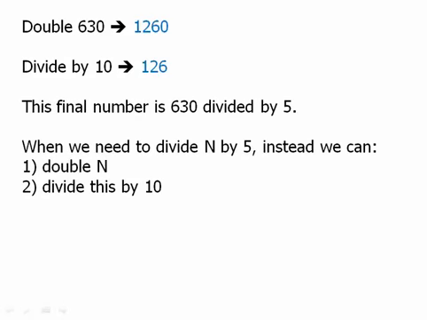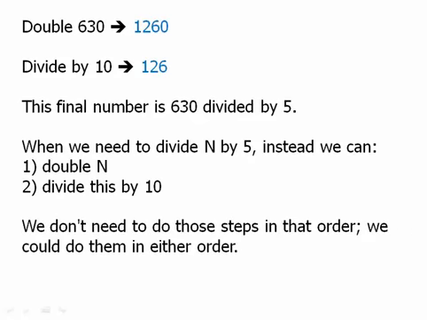When we need to divide by 5, we can double n and then divide the doubled number by 10. And in fact, we don't even need to do things in that order. We could do them in either order. We could divide by 10 first and then double, or we could double first and divide by 10, whichever seems easier.